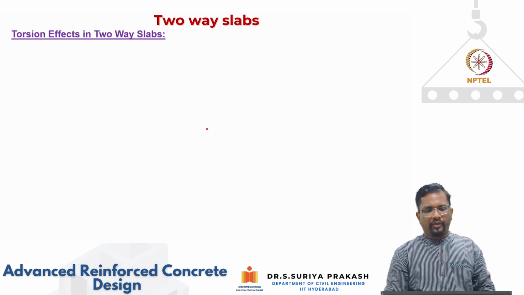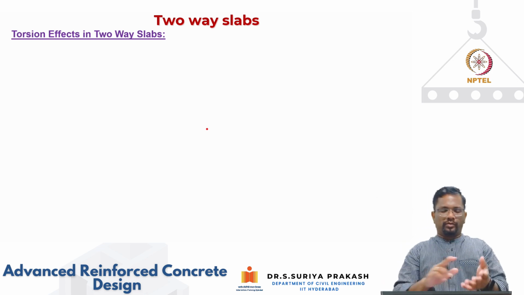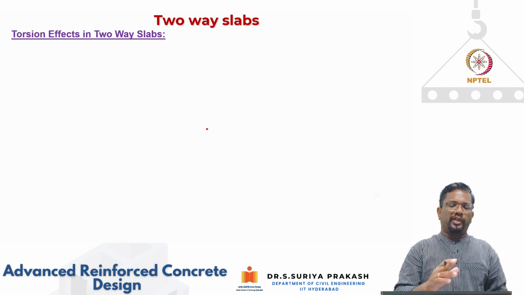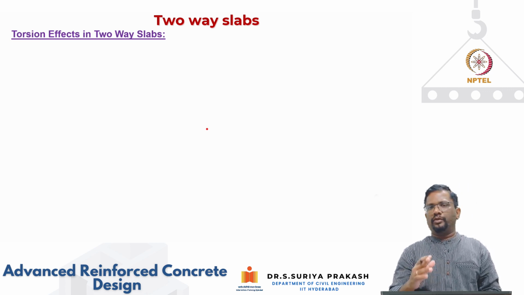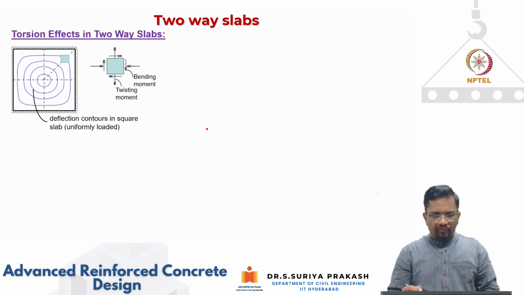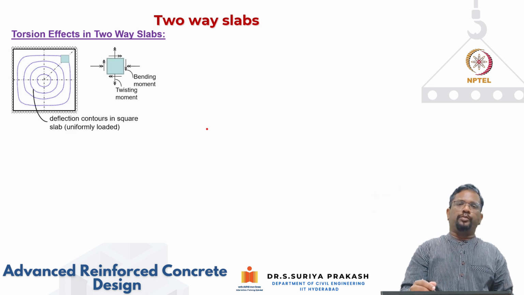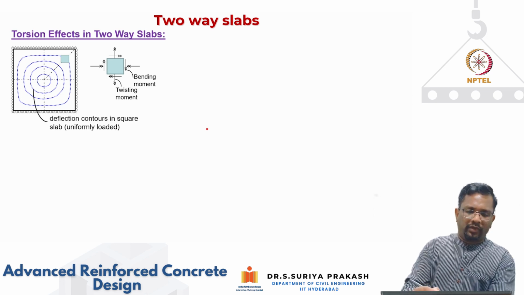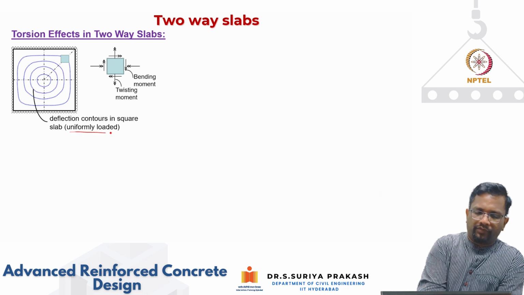Right? Okay. So now we have talked about one-way slab and two-way slab and the various types of two-way slab that exist. Now, two-way slabs can be subjected to torsion. So let us see what happens. As we've seen, for a slab that is supported on, let's say, all four sides, if you see the deflection contour, and this is for a uniformly distributed load.